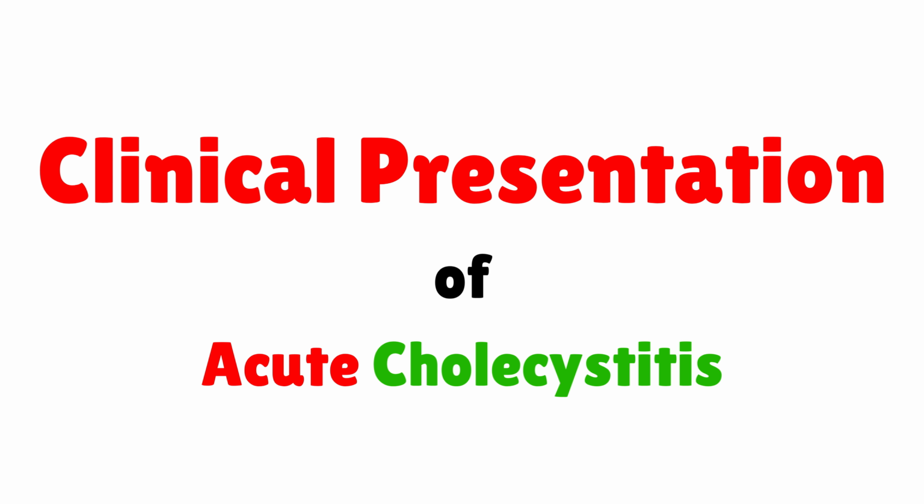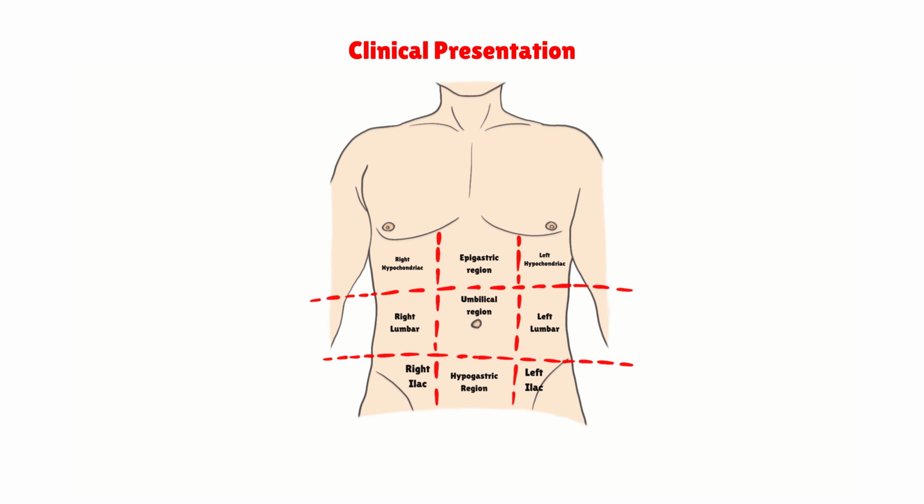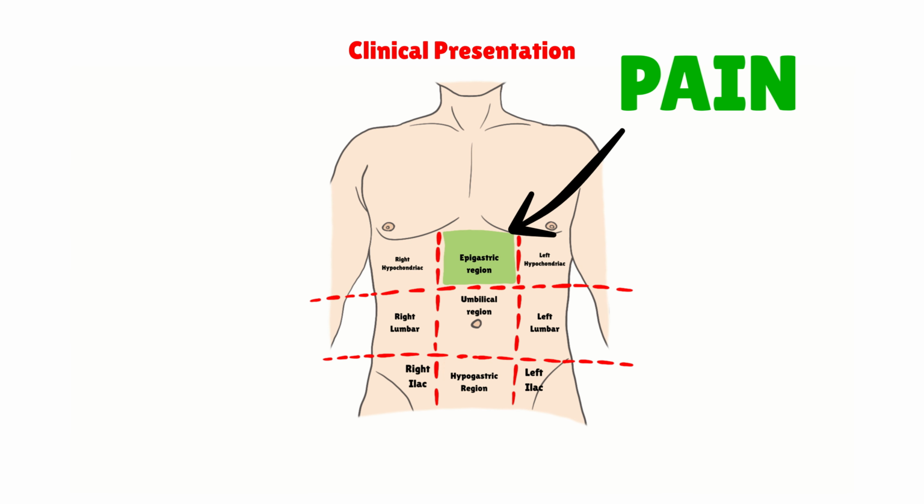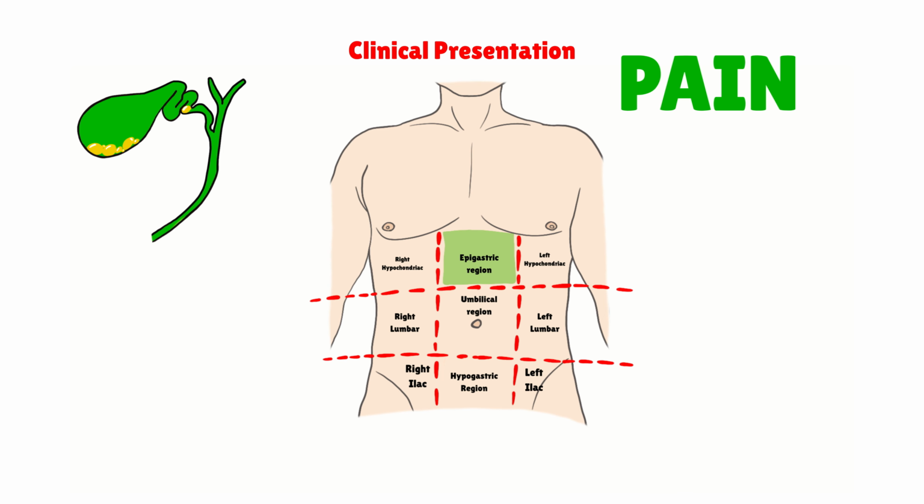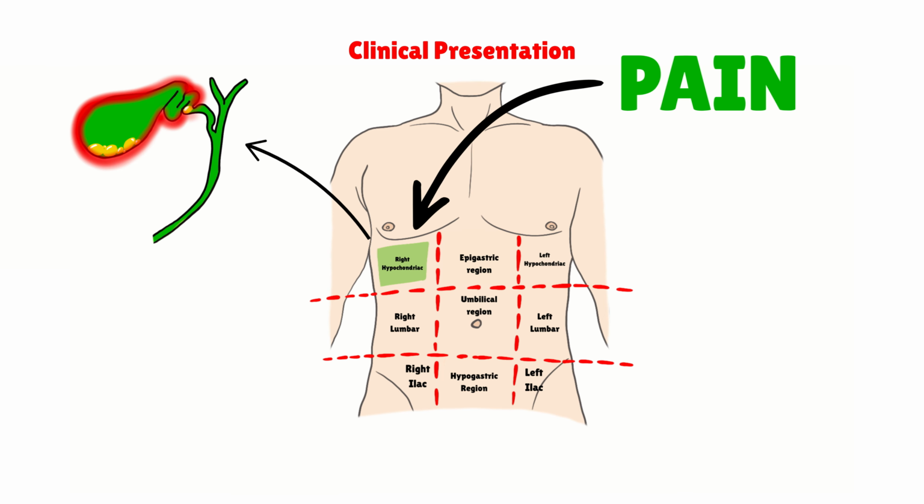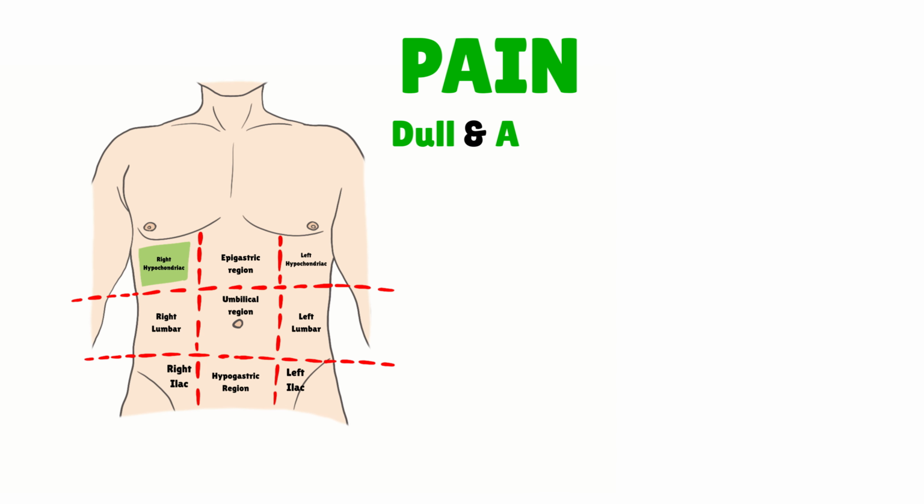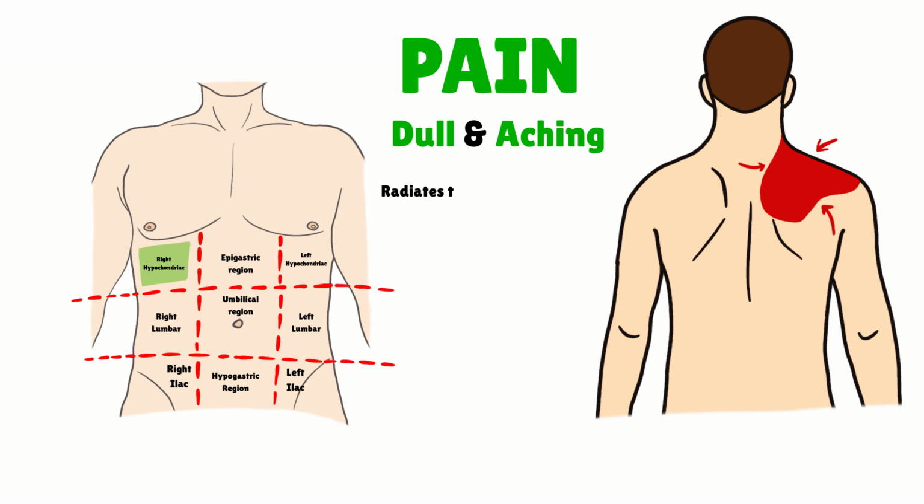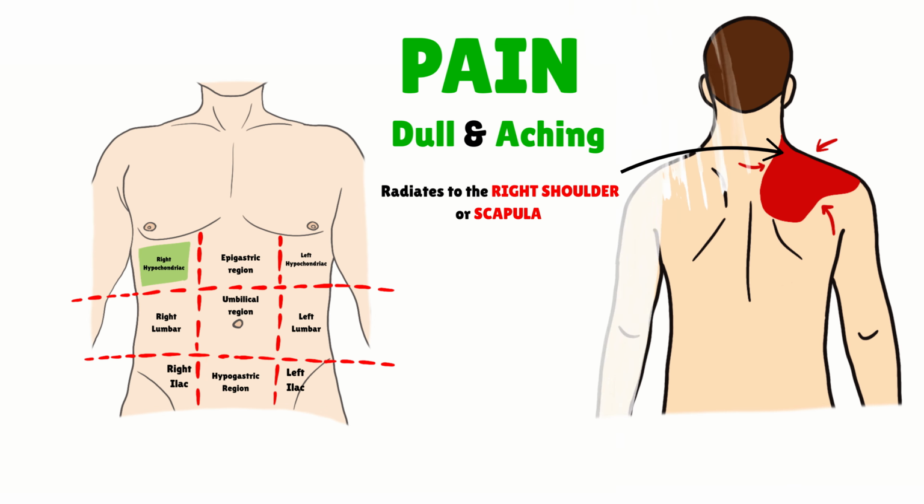Now, what is the actual clinical presentation of acute cholecystitis? Before someone even presents to the emergency department, they may initially feel mid-epigastric pain. As the gallbladder stretches and becomes more distended, that pain typically shifts to the right upper quadrant. It's usually described as dull and aching, and it may radiate to the right shoulder or scapula due to shared innervation through the phrenic nerve.